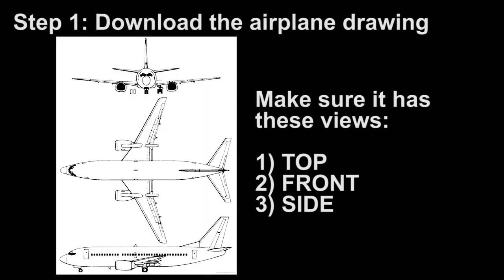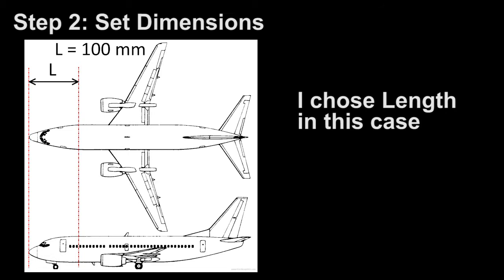Okay, so the first thing you want to do is download a picture of an airplane's drawing in multiple views, namely top, front, and side. Here I have the Boeing's aircraft. The next thing you want to do is set some dimensions. So let's say that you're designing this for a wind tunnel test, for example, or you're just trying to do a scale model. In my case, I have 100 millimeters for my nose cone.